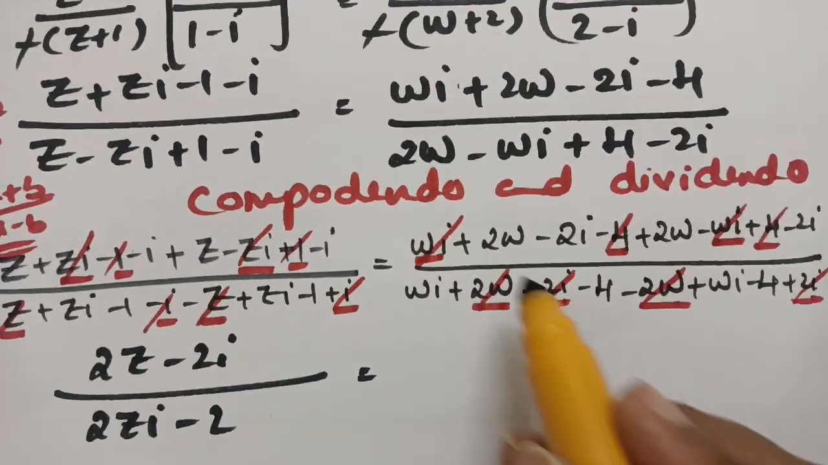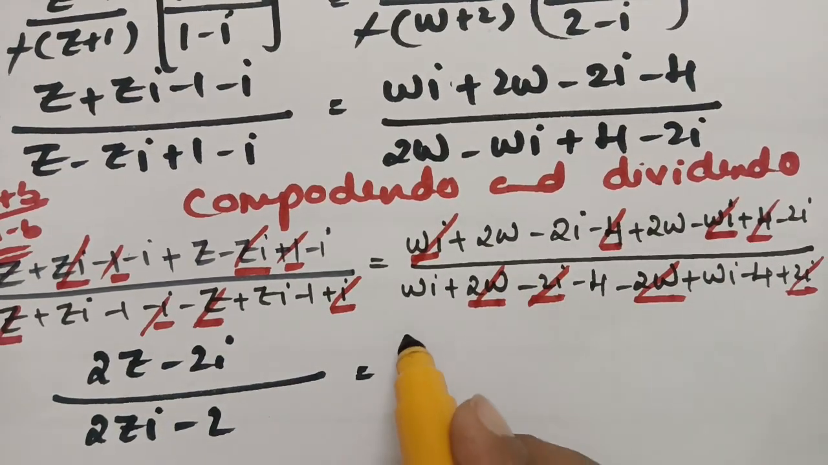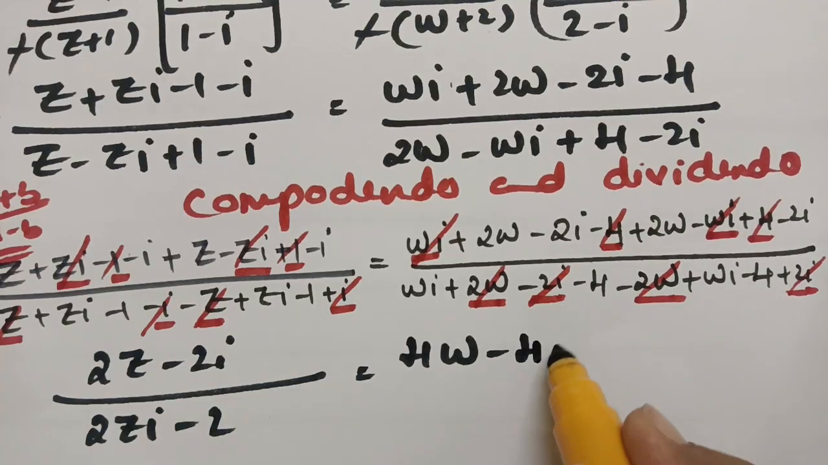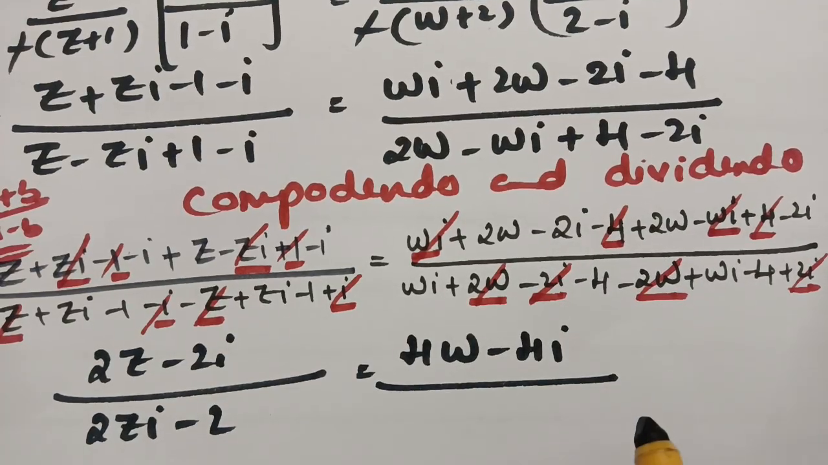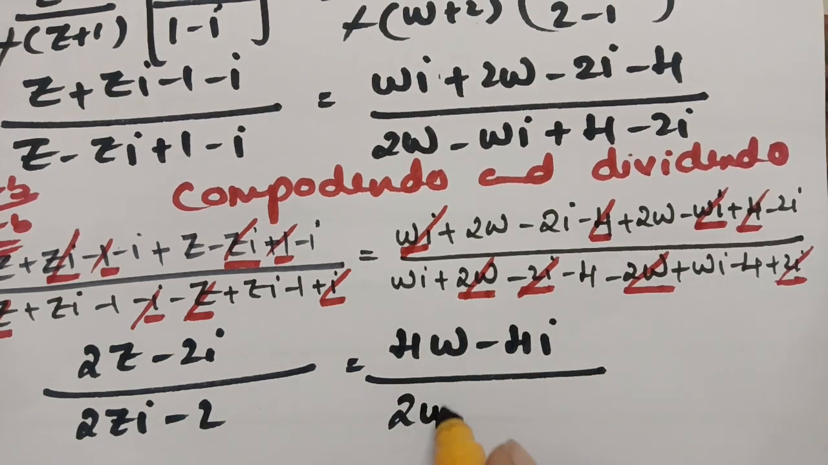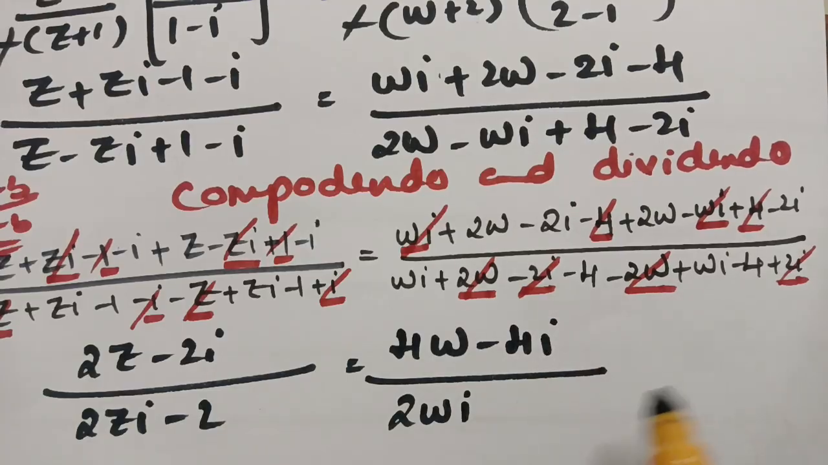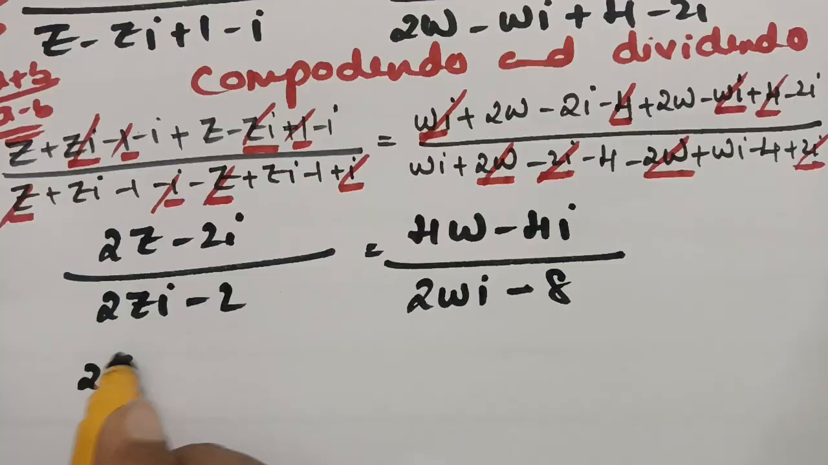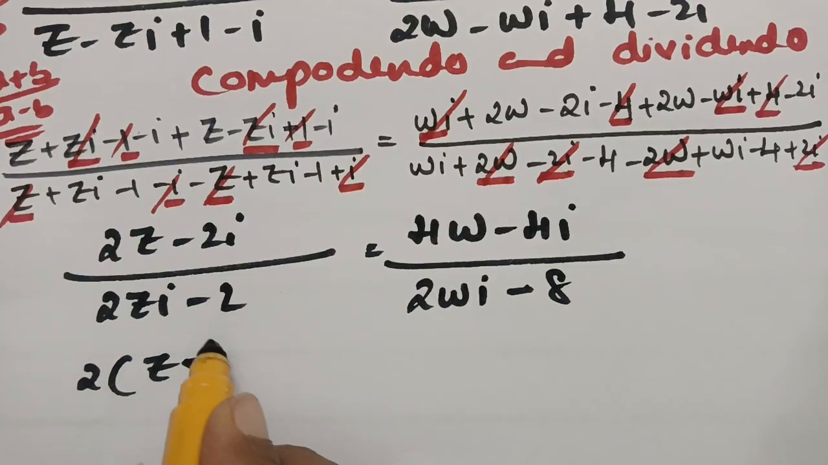And here if you see, this is 2w plus 2w. This value is 4w and this is minus 2i minus 2i. So this is minus 4i divided by, see here, this value is wi. So this is 2wi. This is minus 4 minus 4. This value is 8. So if I take 2 common, this will be z minus i.